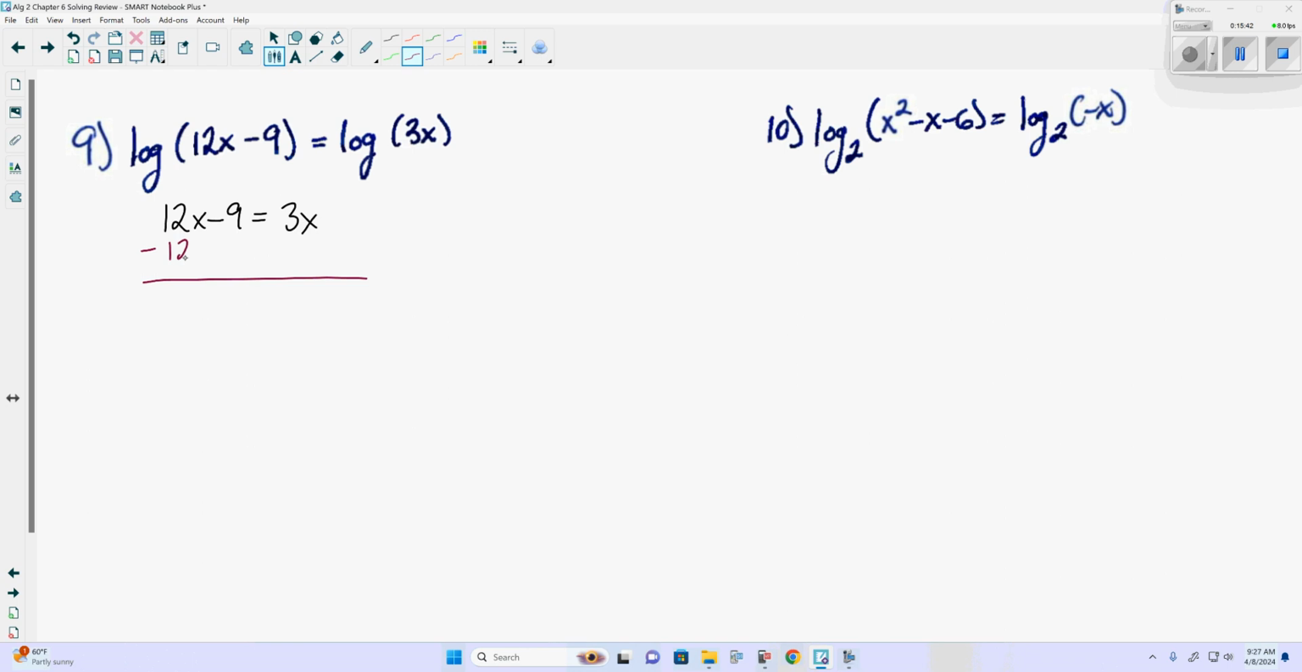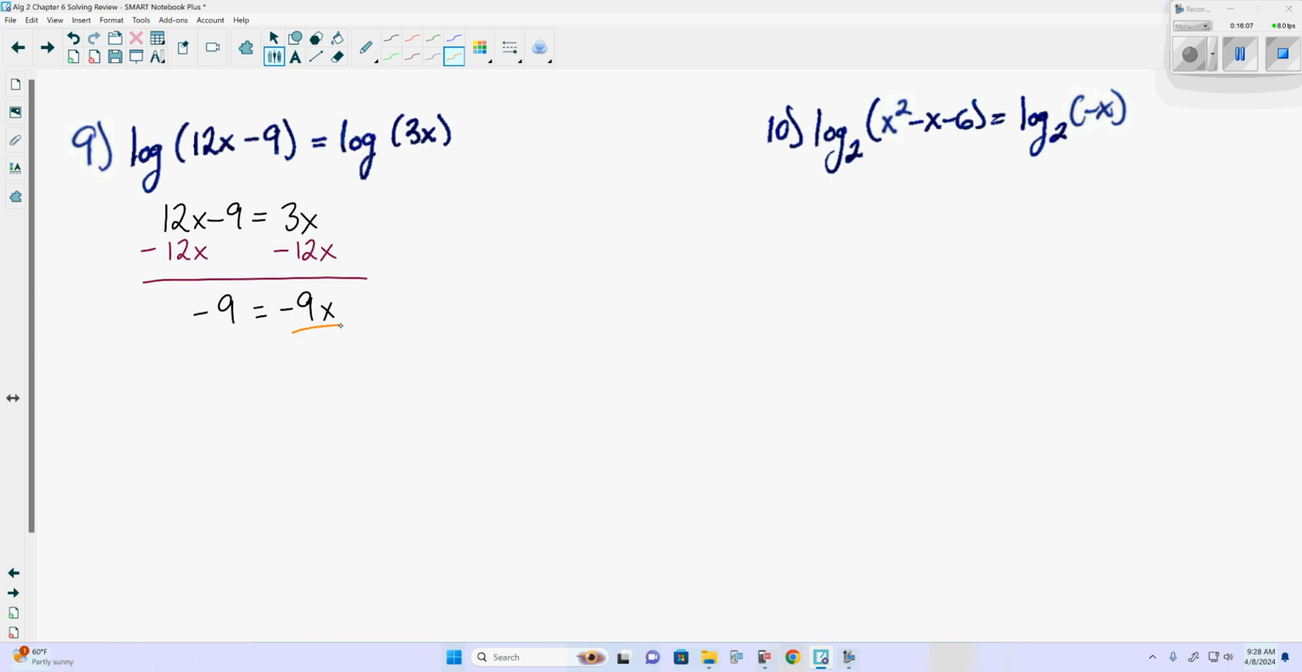Well, there are different ways we can do this. We could have added 9 first. We could subtract 3x. I would just subtract the 12x as much as I don't like the variable being negative. But if I do that one move, we're saying that -9 is equal to -9x. Numbers on one side, variables on the other.